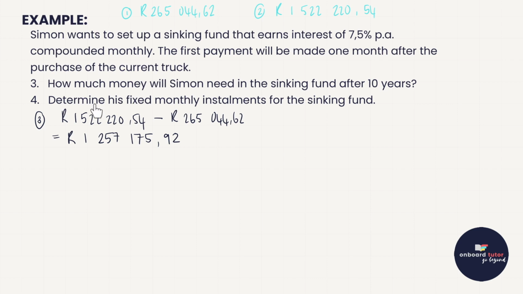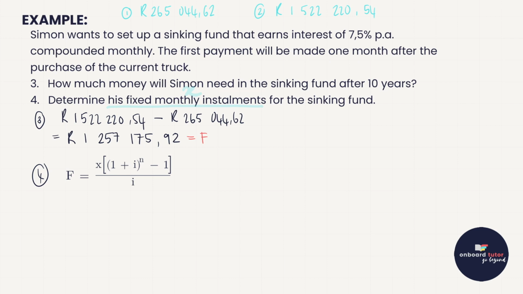Okay, and now they say determine his fixed monthly installments for the sinking fund. In other words, Simon wants to know how much he needs to save every month. Okay, it's a saving, so it's a future value. What helps once we've got our formula down is that we just start to fill in the bits of information that we have. So the future value, we actually know what that is. We've just worked it out, 1.257 million. Then X, that's the thing they want us to work out, because they said they want us to determine his fixed monthly installment. So that's the X value in the equation.